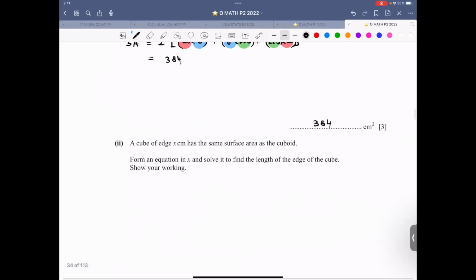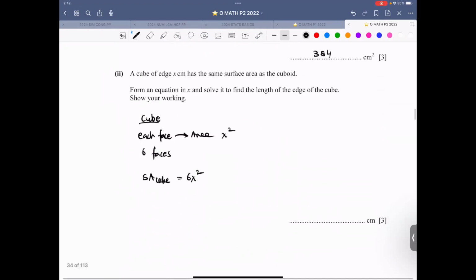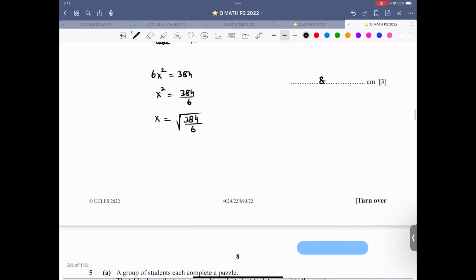A cube of side x has the same surface area as the cuboid. So when we talk about a cube, each face has an area of x into x, which is x squared. There are 6 faces. So the surface area of the cube is 6x squared, and we are equating it to 384. So 6x squared is 384. x squared is 384 over 6. x is equal to the square root, the positive square root naturally, of 384 over 6 because it's a dimension. And x comes out to be 8 centimeters. That is exact. So we are done with this question.